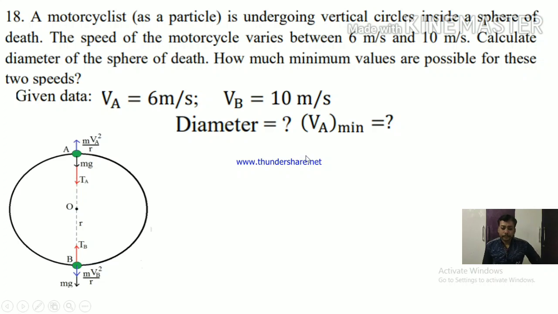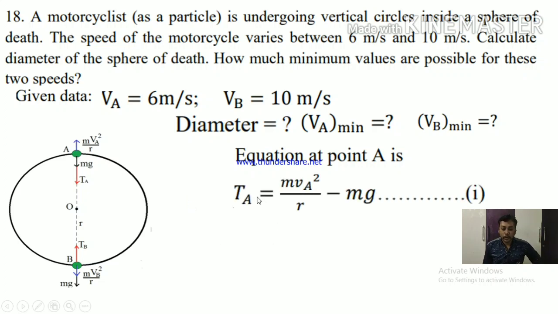Now both VA minimum, VB minimum, because how much minimum values are possible for these two speeds. Here the variation in speed is given, but for both the points the minimum speed is asked. So the equation at point A, the point A is the upper point or highest point in vertical circular motion. At the highest point the weight of the particle is downward towards the center, tension is also towards the center, and this force is away from the center.